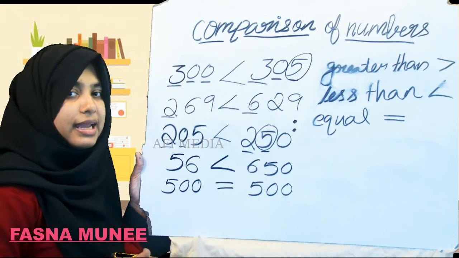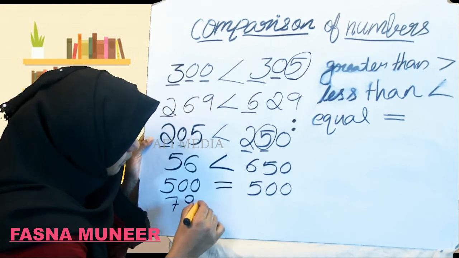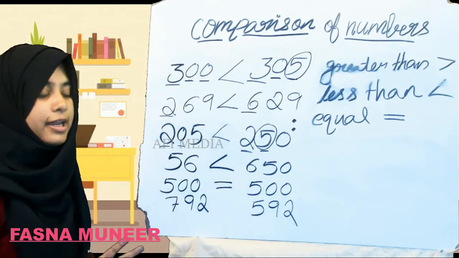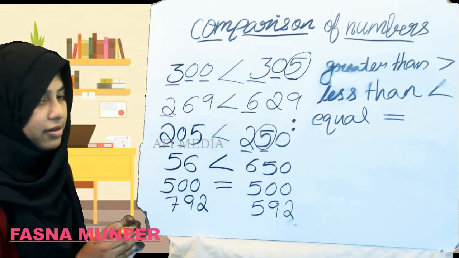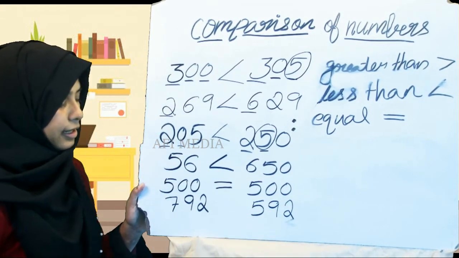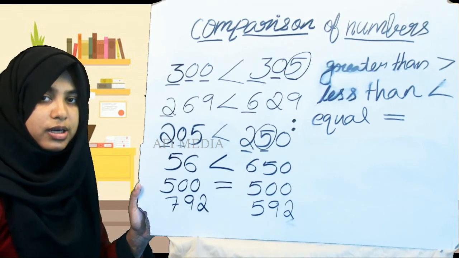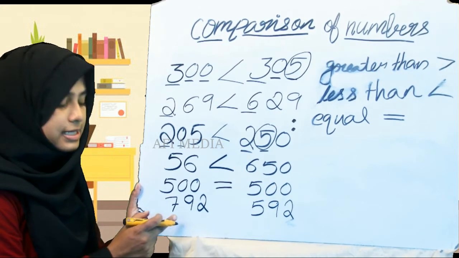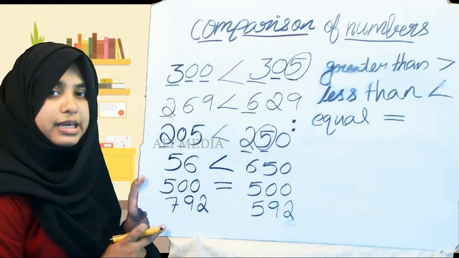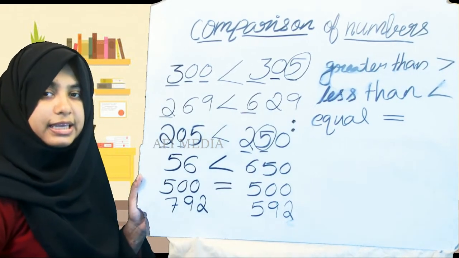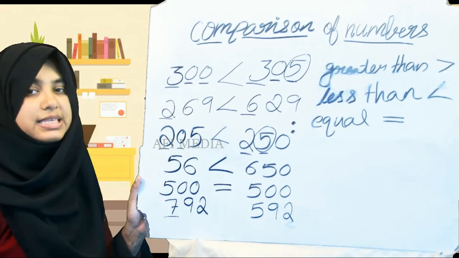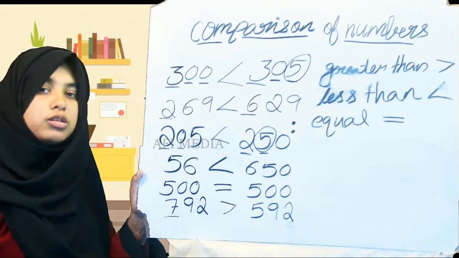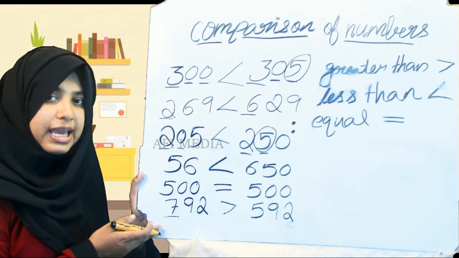We can check another example: 792 and 592. How can we compare this? Yes, first check the 100 place. Here 7 and here 5. Which is greater here? You know that. Yes, correct, 7 is greater. 700 is there, so we note it down and open the mouth toward 792, which is the greater number.